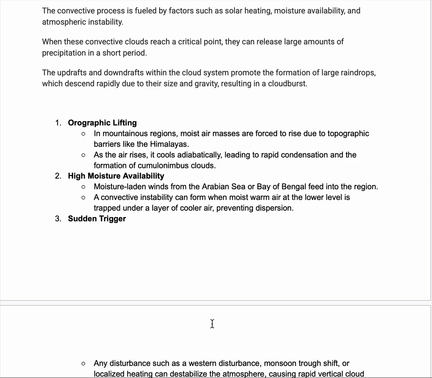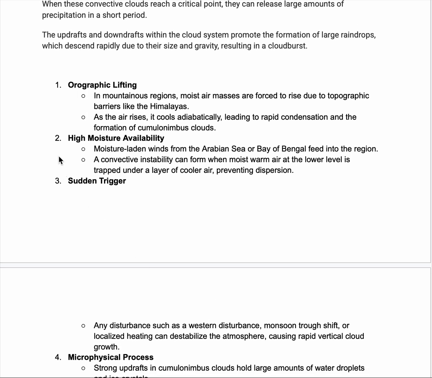For example, you have seen that Kedarnath cloudburst incident and then the recent Dehradun cloudburst incident. So the second important thing for a cloudburst to take place is high moisture availability. Moisture-laden winds from the Arabian Sea and Bay of Bengal feed into the region. A convective instability can form when moist warm air at the lower level is trapped under a layer of cooler air, preventing dispersion.